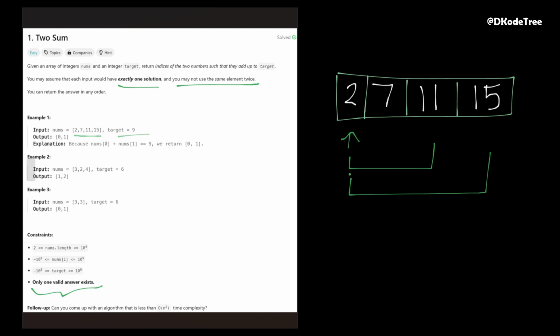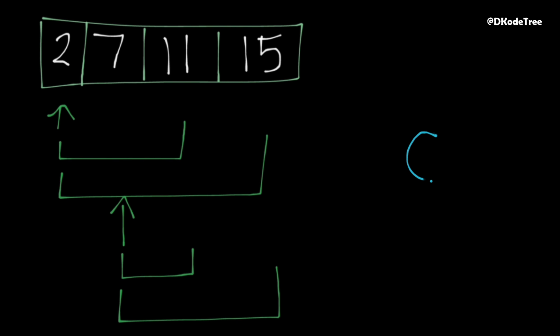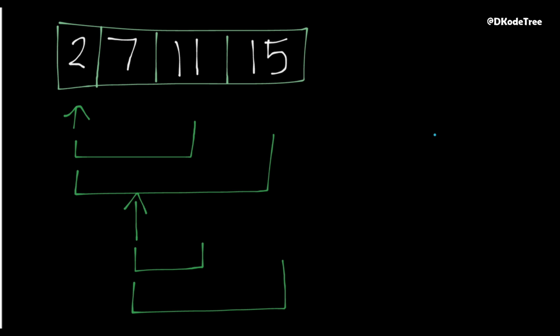Now after this, we will move to the second number, that is 7. Then 7 plus 11 is equal to 9 or not. Similarly, we will check 7 plus 15 add up to 9 or not. One thing to note is we will not check 7 plus 2 because we have already checked 2 plus 7 in the previous iteration. As we are not using any extra space, the memory complexity is O of 1. The time complexity of this brute force solution is O of n square, which is not very efficient and we can do better than this.